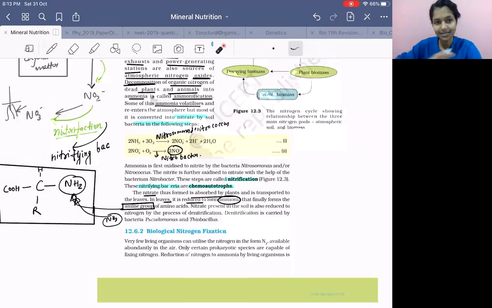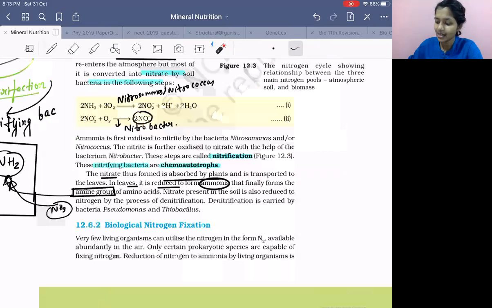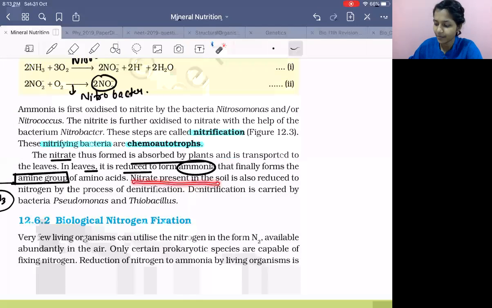Now the next, this is over now. Now it is talking about some nitrate present in the soil. They are reduced to form nitrogen again, and the process is called denitrification. Which bacteria helps in this?